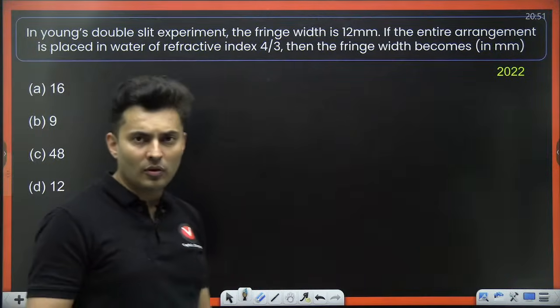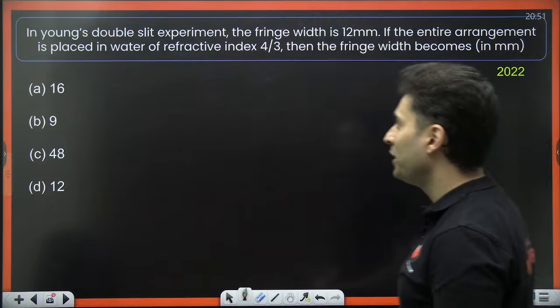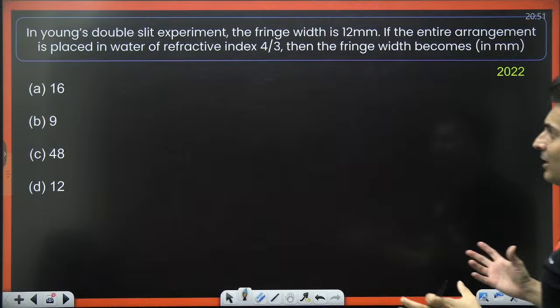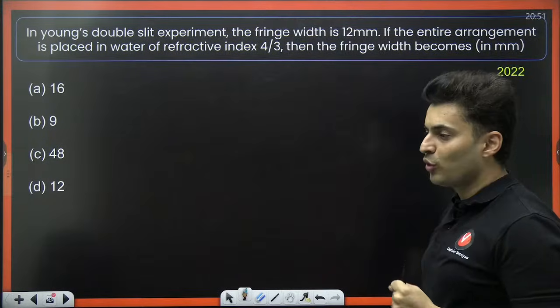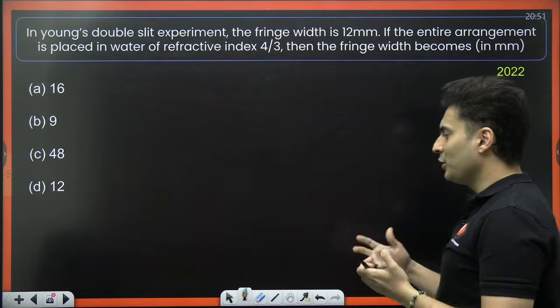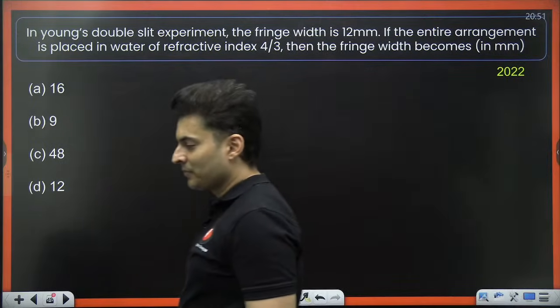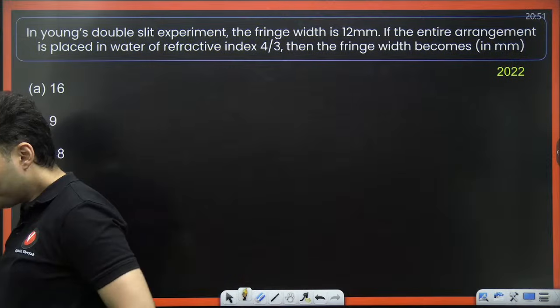Let's see if you guys can solve this question which was asked in 2022. For a YDSE experiment, fringe width is given. The entire setup is placed in a liquid of 4/3 refractive index. What's the new fringe width? Guys, imagine this question was actually asked in 2022. Can you believe that?